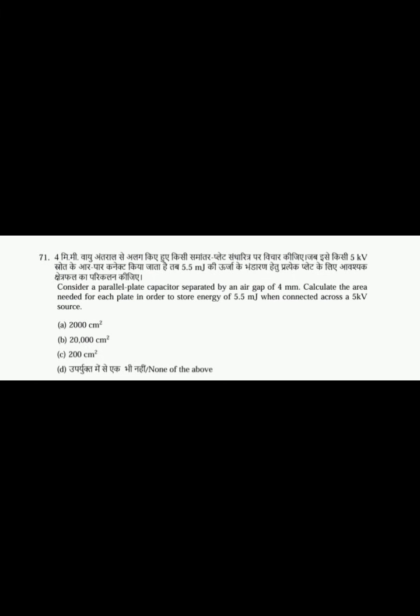The next question is, consider a parallel plate capacitor separated by an air gap of 4 mm. Calculate the area needed for each plate in order to store energy of 5.5 millijoule when connected across a 5 kilovolt source. So here A is equal to C d by epsilon 0. We know U is equal to half C V square, that is C is equal to 2U by V square. Substituting this in the equation of area, A is equal to 2 U d divided by epsilon 0 V square.